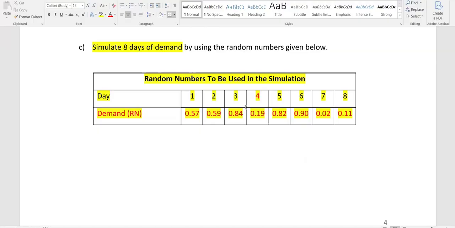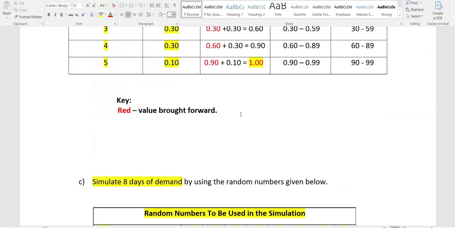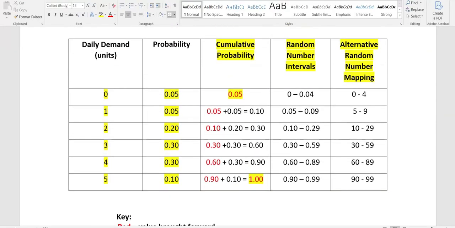Thank you. Appreciate it. So on day 3, the random number is what, guys? 0.84. What do you now do? Go back to the table, the random number intervals, and say, where does 0.84 fall? Good. It falls between 0.6 and 0.89, which is a demand of 4 units.